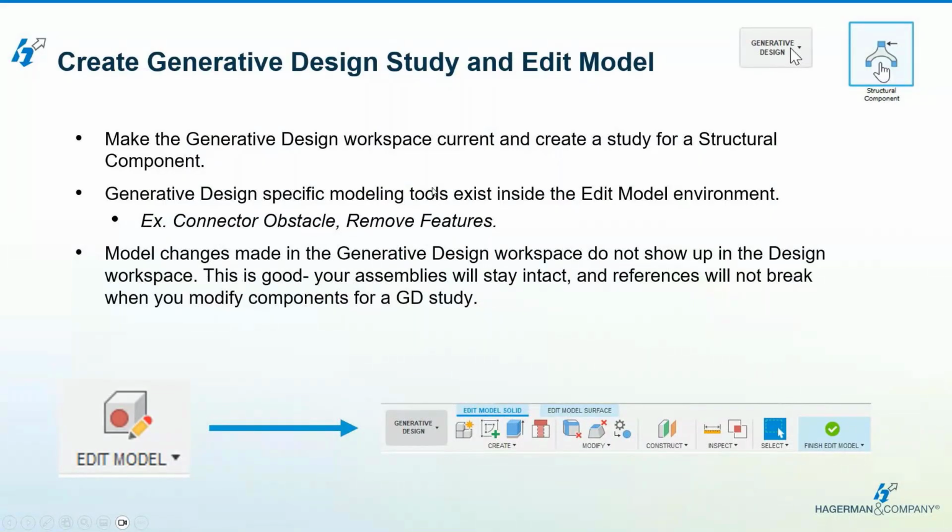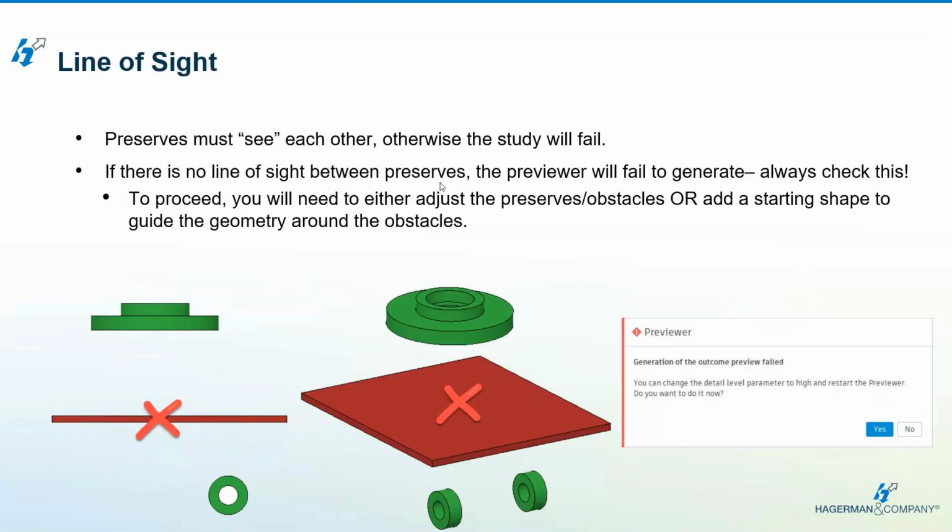So we talked about the preserves and obstacles. With those, we're editing the model. With the preserves and obstacles, preserves must see each other. I did the preserve on the left-hand side of the bolting location down there at the wheel. Once I have the top preserves for that plate at the top, we need a line of sight from the bottom preserve up to the top preserve. So we can't have a flat plate that we set an obstacle on, because then they can't see each other. It's a direct line of sight.